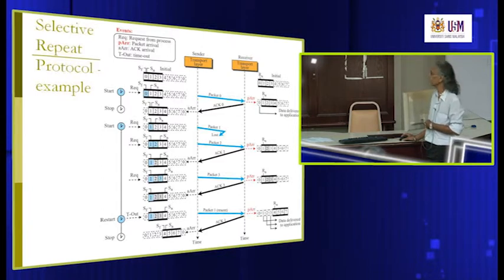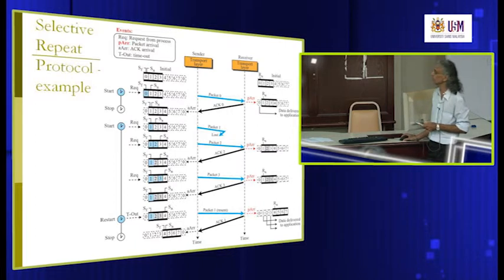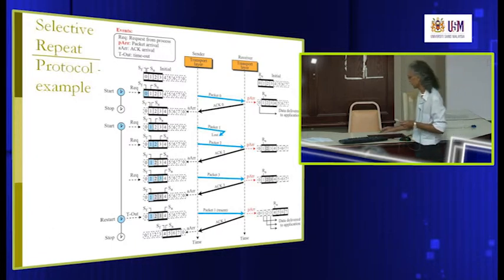Right? So the basic difference here is that the acknowledgement indicates which packet was received. And the sliding window on the receiver side is now larger. It can accept packets which arrive out of sequence, and then it will indicate accordingly to the sender. Right? So that's the difference.